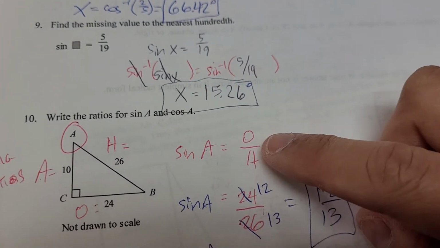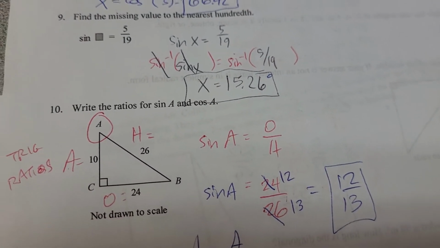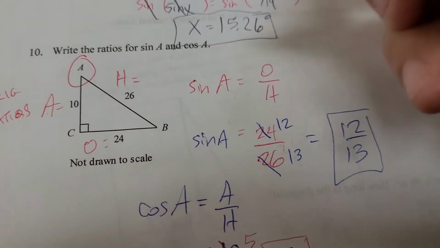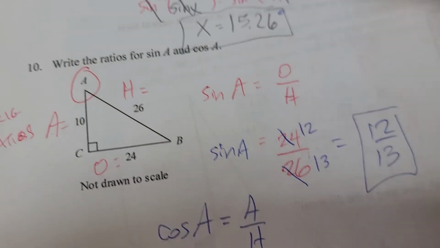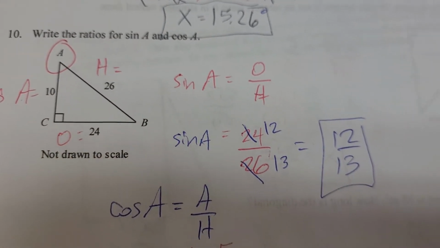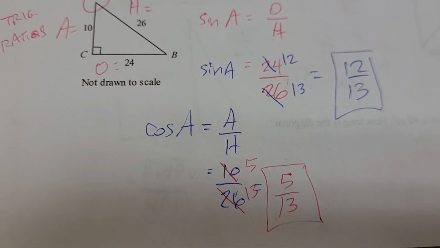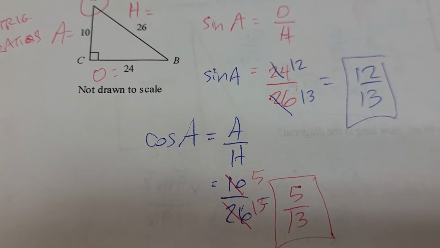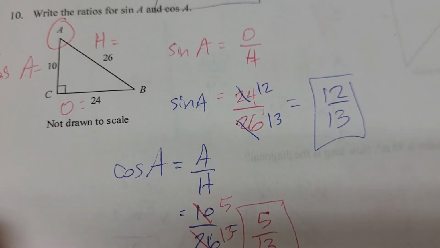So your sine is just opposite over hypotenuse. It's going to be 24 over 26, and that reduces to 12 over 13. For cosine, cosine is adjacent over hypotenuse. That'll be 10 over 26, which reduces to 5 over 13.